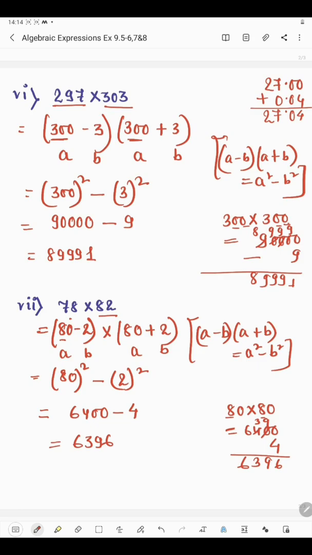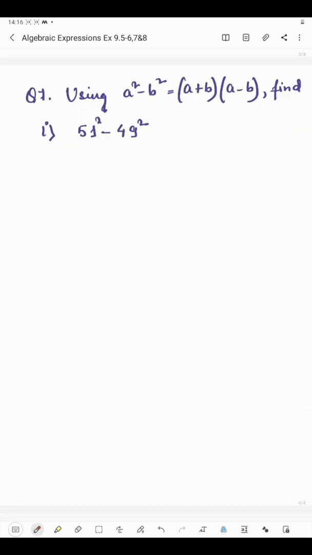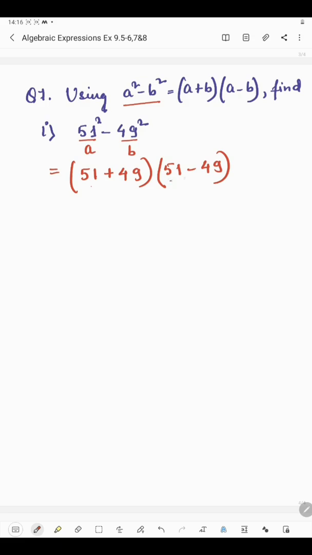Okay. So this was all about question number 6. Now coming to question number 7. Question number 7 says, using A square minus B square identity, which is A plus B into A minus B, we will have to find the value of the first part. We have 51 square minus 49 square. So here the first one is considered as A and the second one is considered as B. So this is A square minus B square. So according to this identity, A plus B means 51 plus 49. Then A minus B, which is 51 minus 49.